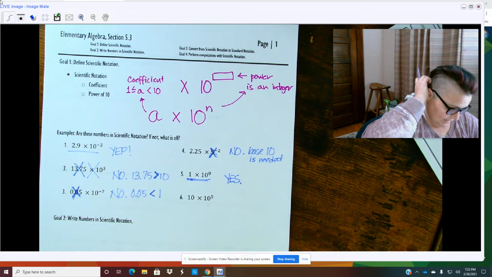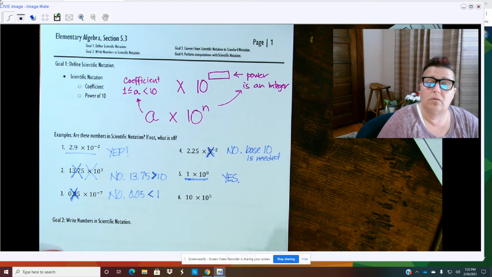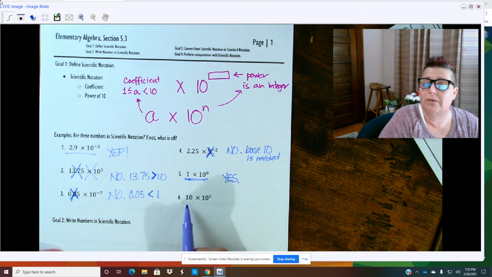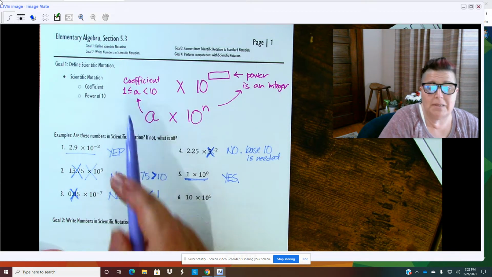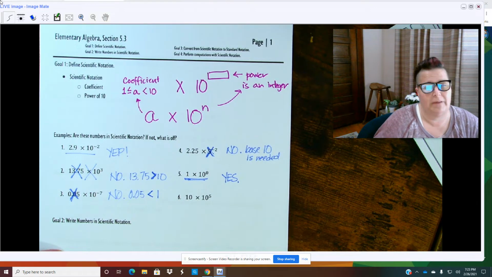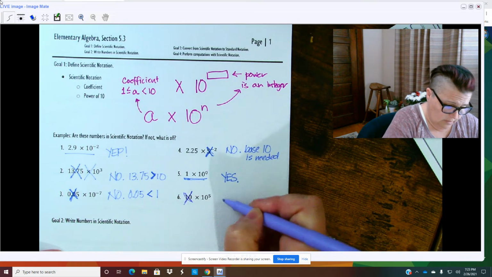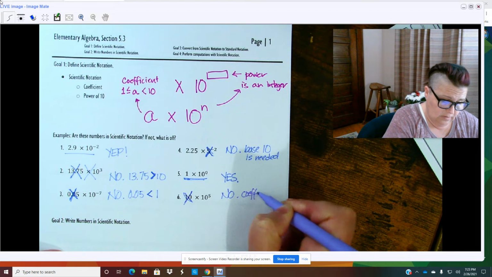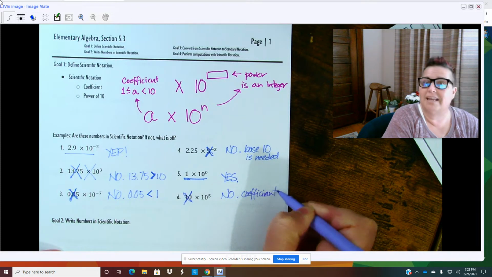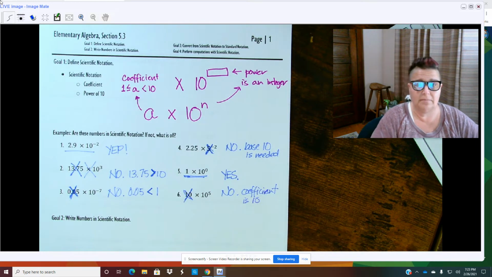What about problem number 6? Problem number 6 says 10 times 10 to the 5th. Well, it was okay when it was 1, but is it okay when it's 10? No, it has to be smaller than 10. It's not including 10. So less than 10 means 9.99999 would be okay, but 10 is not. So this is not good. And this time it's because that coefficient, I can't spell tonight, that coefficient is 10, and it's got to be less than 10, right?